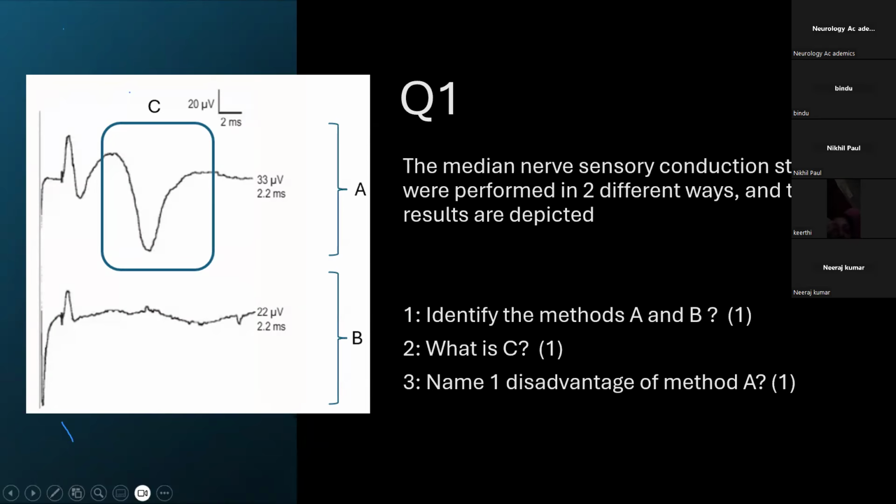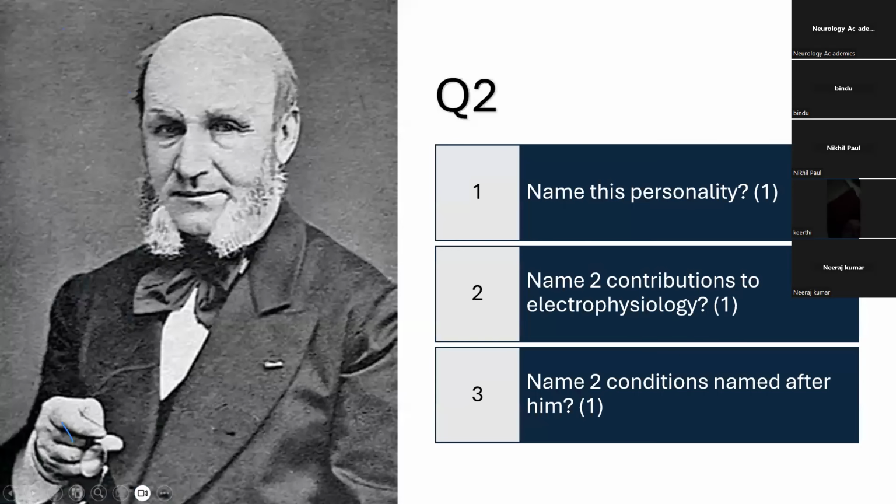Next question. Name this personality. Name two of his contributions to electrophysiology and name two conditions named after him.